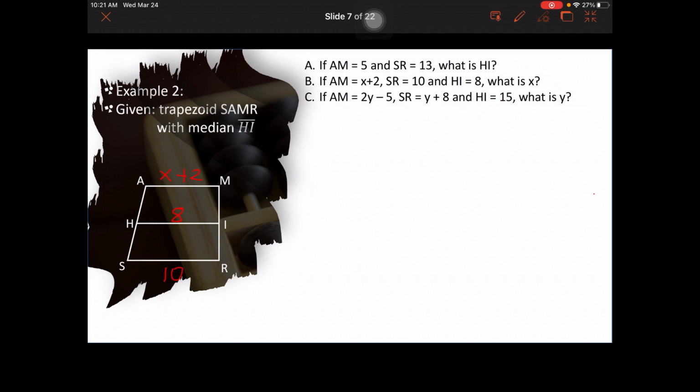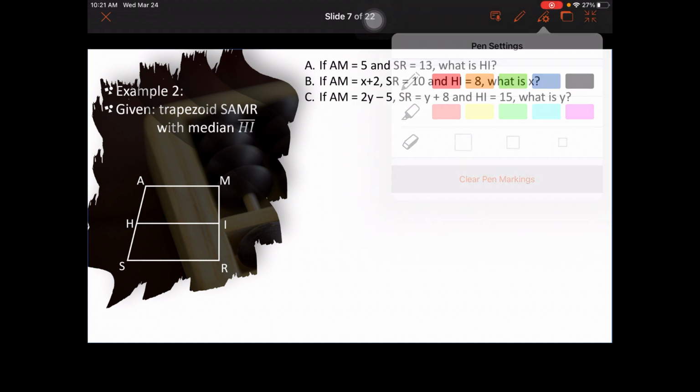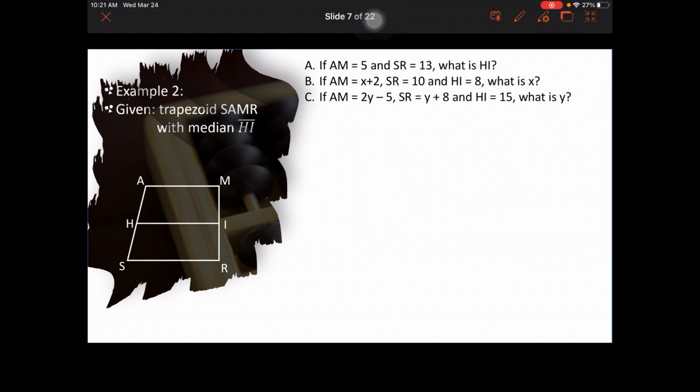Now, clear po muna natin to. Yan. Sulat din natin itong given sa letter C. Sabi dito, segment AM is 2y minus 5. SR is equal to y plus 8. And HI is 15. Ayan.